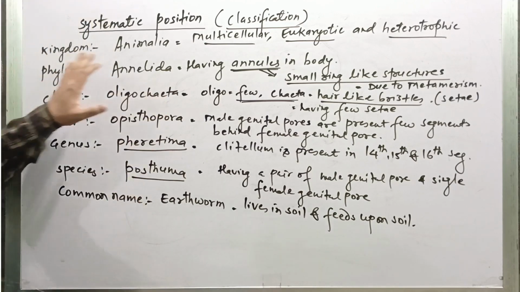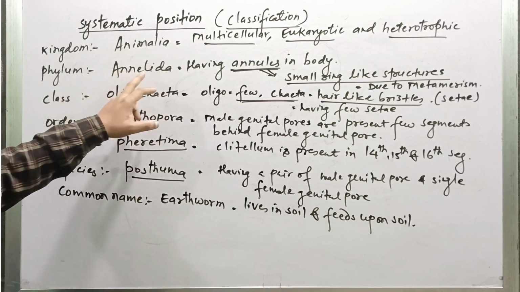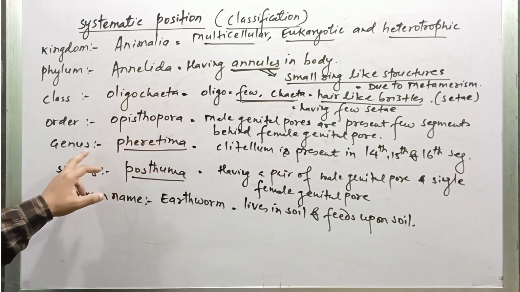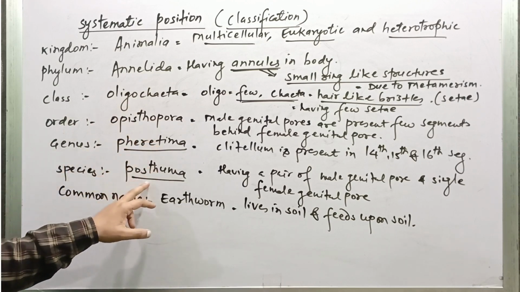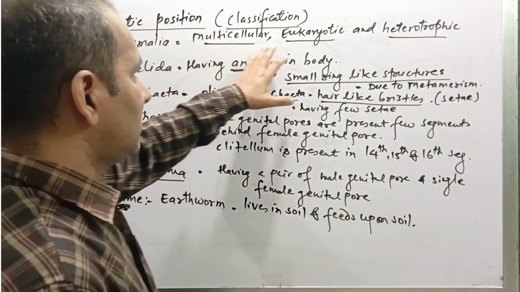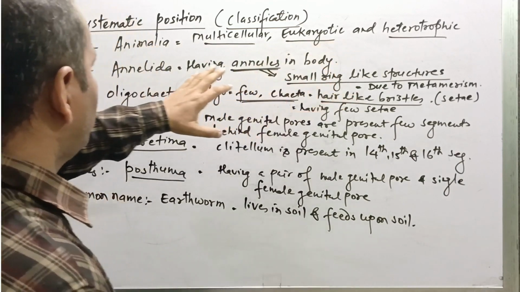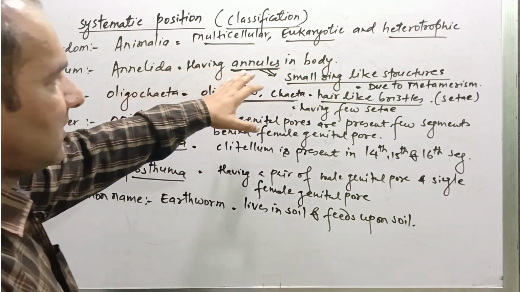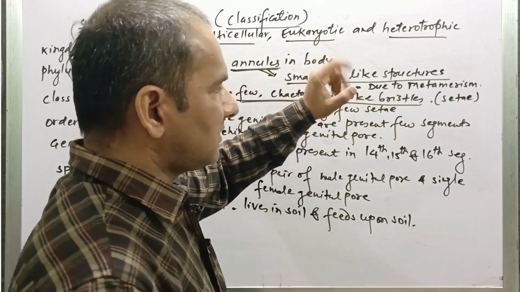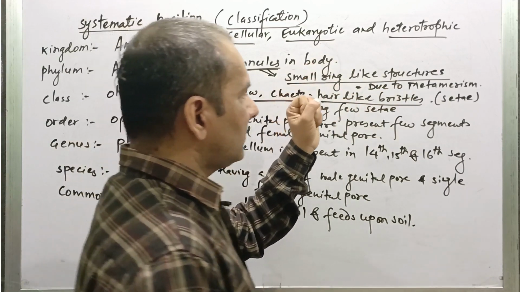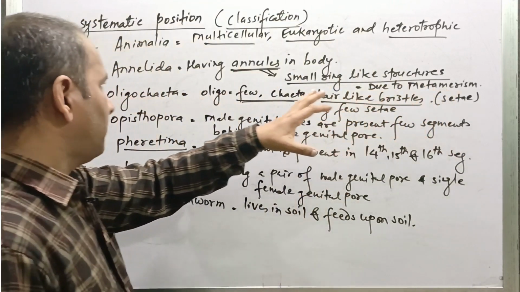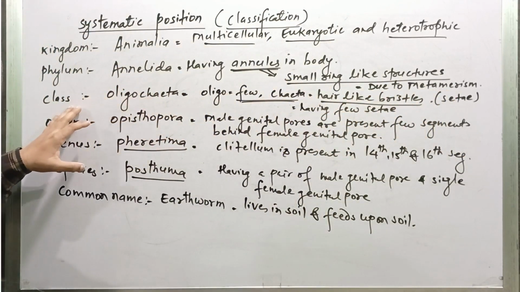Earthworm belongs to kingdom Animalia, phylum Annelida, class Oligochaeta, order Opisthophora, genus Pheretima, species Posthuma, and its common name is earthworm. Animalia means multicellular, eukaryotic and heterotrophic. Annelida means having annules in body. Annules means small ring-like structure, and these small ring-like structures are formed due to segmentation. The true segmentation, which is called metameric segmentation, commonly called metamerism, is present in earthworm.